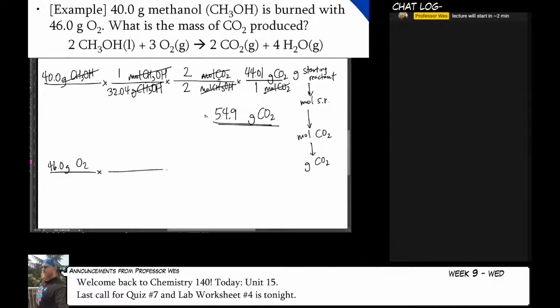Let's do the same calculation with oxygen and see how much 46 grams of oxygen would make. So grams of oxygen, moles of oxygen. Moles of oxygen to moles CO2. And then moles of CO2 to grams of CO2. And I didn't cancel out my units, but that's okay. We'll just do that now. We'll fill this in, 32 grams per mole of oxygen. According to the balanced chemical equation, every 3 oxygen I put in, I get 2 CO2 out. And a mole of CO2 is still 44.01 grams.